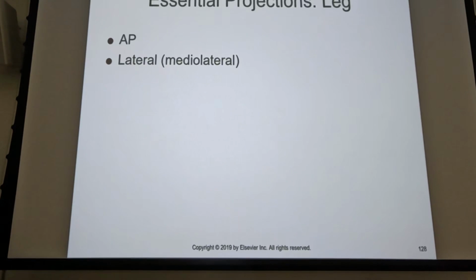So the views that we're going to do of the leg will be an AP and a lateral, typically medial lateral. If you're shooting cross table, it may be lateral medial.